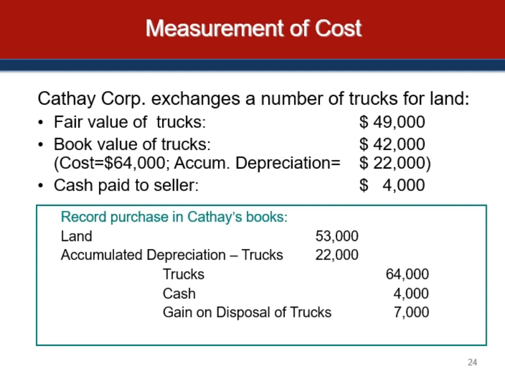The trucks all have to go away. So we get rid of their accumulated depreciation of $22 and their original cost of $64. We paid cash of $4,000. So this all nets out to a gain on the disposal of these trucks, and we made $7,000 on the exchange. So once again, we check the debits and the credits, and they add up, and that's good. So 75 and 68, 75 on the right-hand side. That's good. It balances.